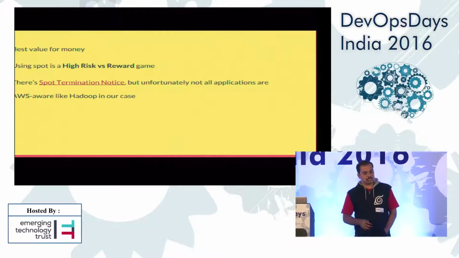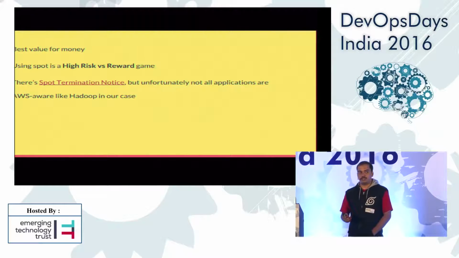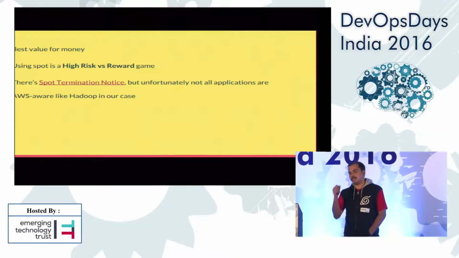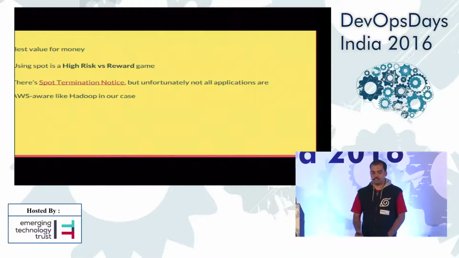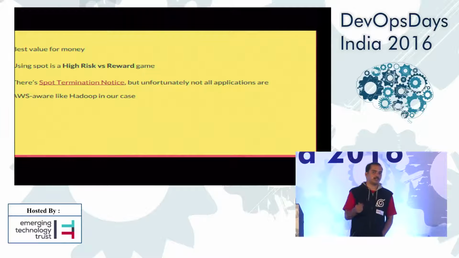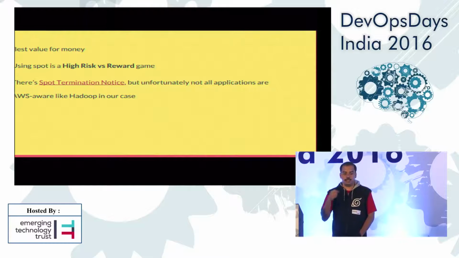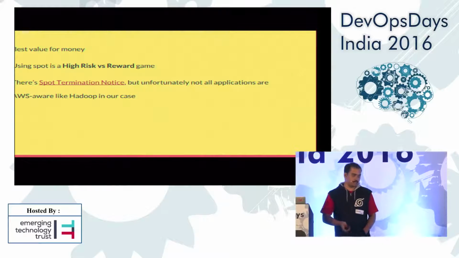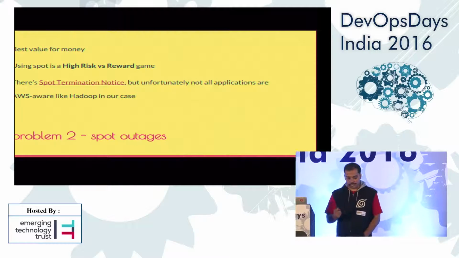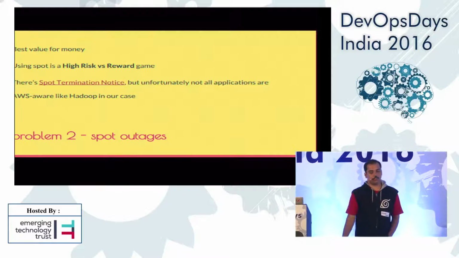I think around last year, they launched a new feature called termination notice, where they give you a 120 seconds heads up that they're going to pull the plug on your instance. But it's still not that useful in our use cases because not all apps that you run are AWS aware. Like in this case, Hadoop, for example, right? What do we do? So that's the second problem, Spot outages. How do we deal with Spot outages?